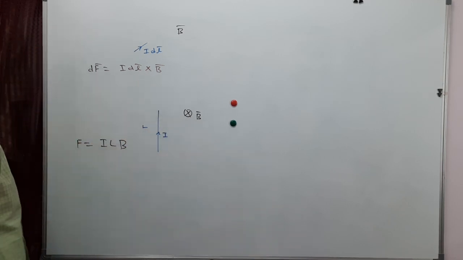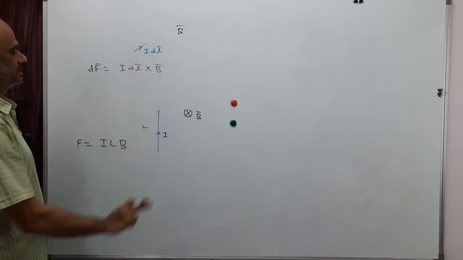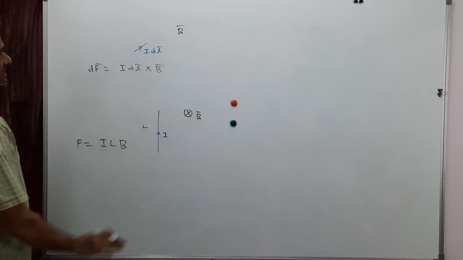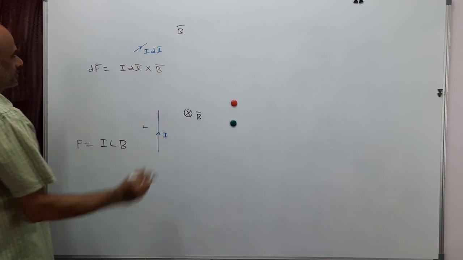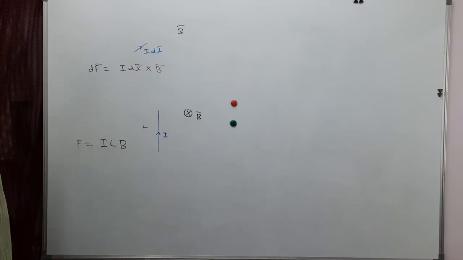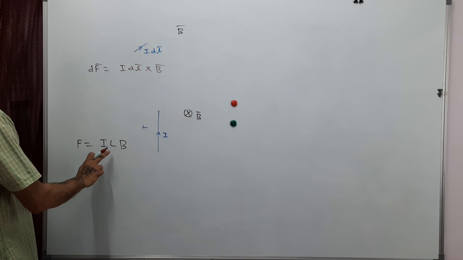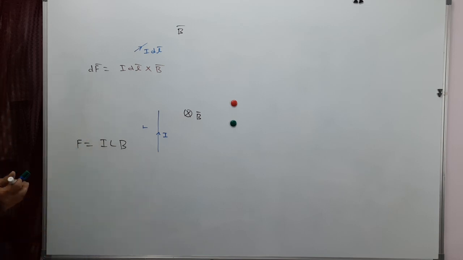So dl cross B is dl into B into sine theta. Here theta is the angle between I and this B, which is 90 degrees. I is in the plane of the board and B is perpendicular to the plane of the board. And force is the same for all the line elements. The force will add up, so total force becomes ILB.